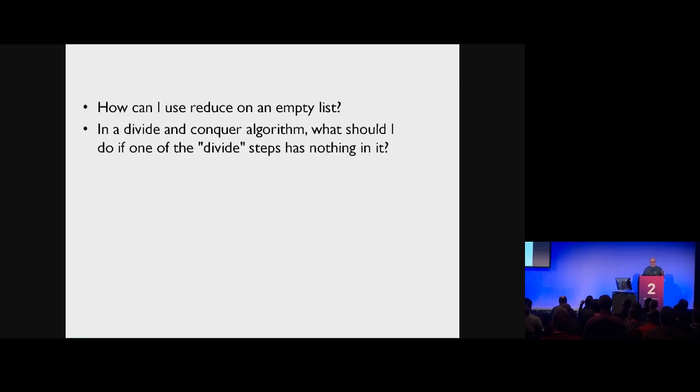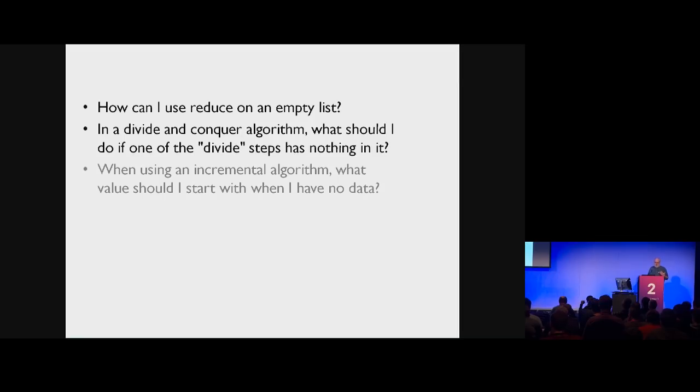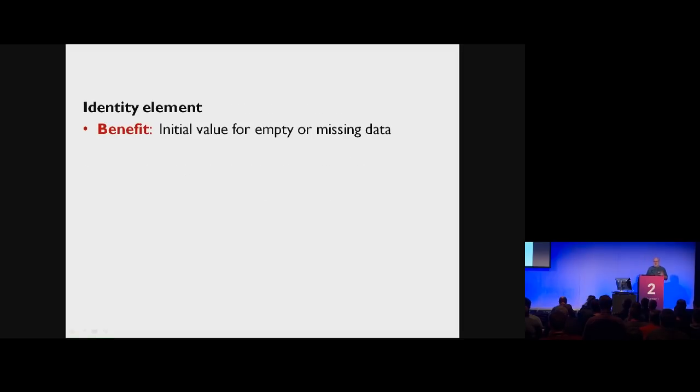And finally, we have all these issues we run into. How do I reduce when the list is empty? How do I do a divide and conquer when one of the steps is empty? How do I do incremental accumulation when I don't have any starting data? And that's what the identity element is really good for. It's the initial value for empty data or missing data.